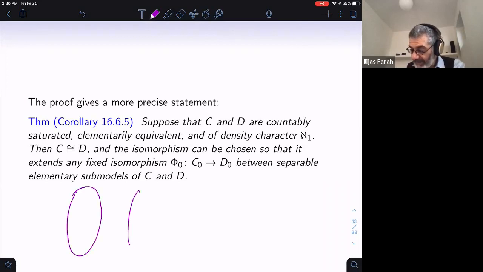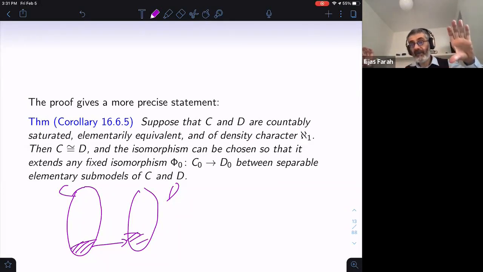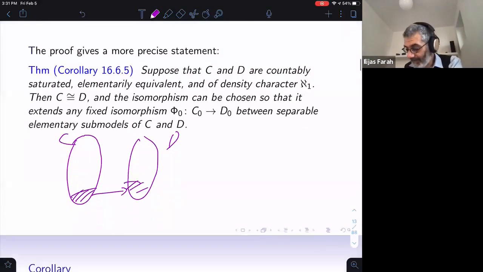You see, when we are constructing an isomorphism between C and D, we could have started with an isomorphism between separable elementary submodels. The rest of the constructions would have been identical, and it is actually useful for us. So if you have an isomorphism between separable elementary submodels, it's important they are elementary submodels, then you can base the entire isomorphism on that.